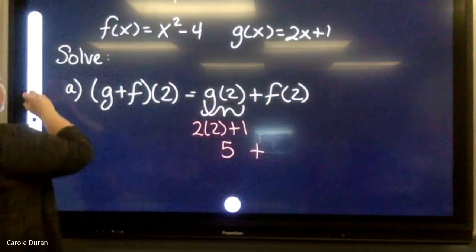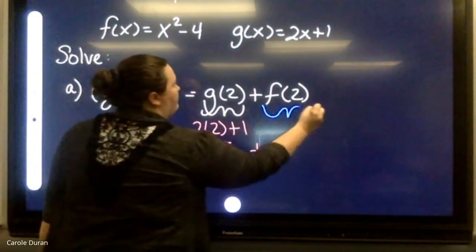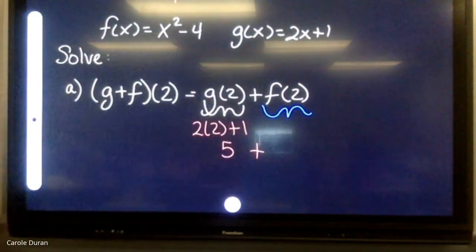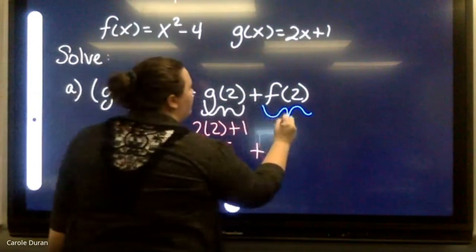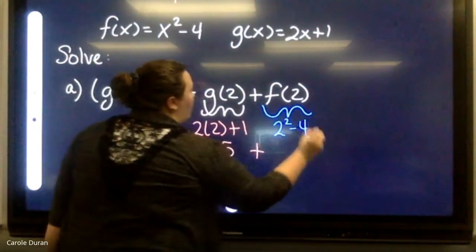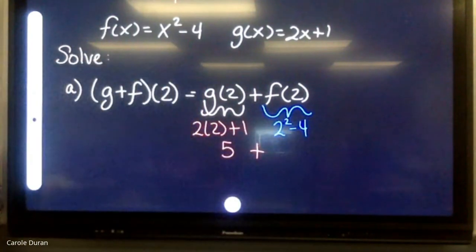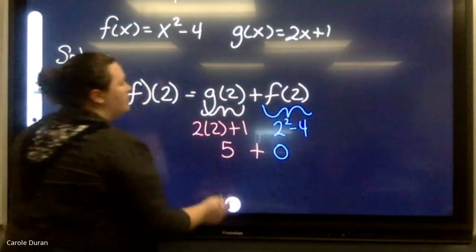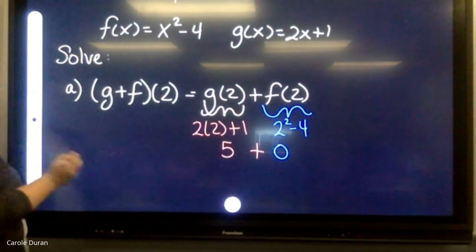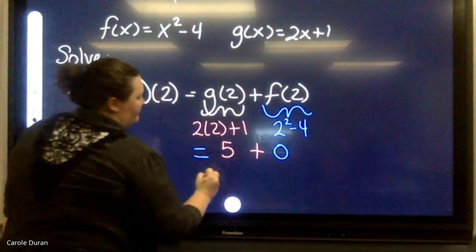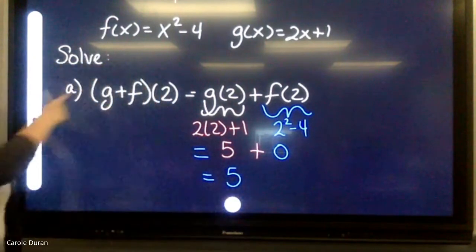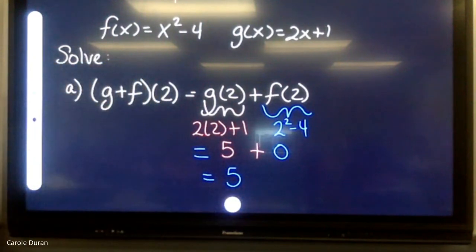I, of course, will do the same thing with my f of 2 right here. I'm going to take 2 and plug it in for the x in my f function, and solve it out. So when I plug that in, I get 2 squared minus 4. What's 2 squared minus 4? 0. So f of 2 is 0. And then I would just do 5 plus 0, so g of f of 2 equals 5.